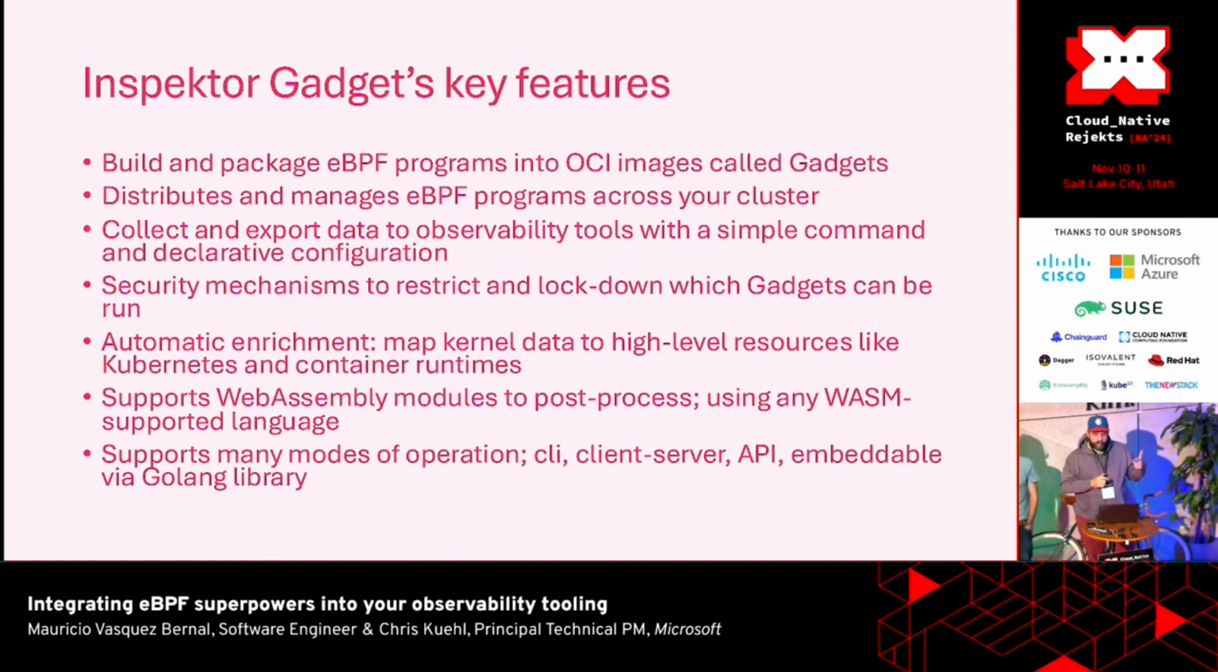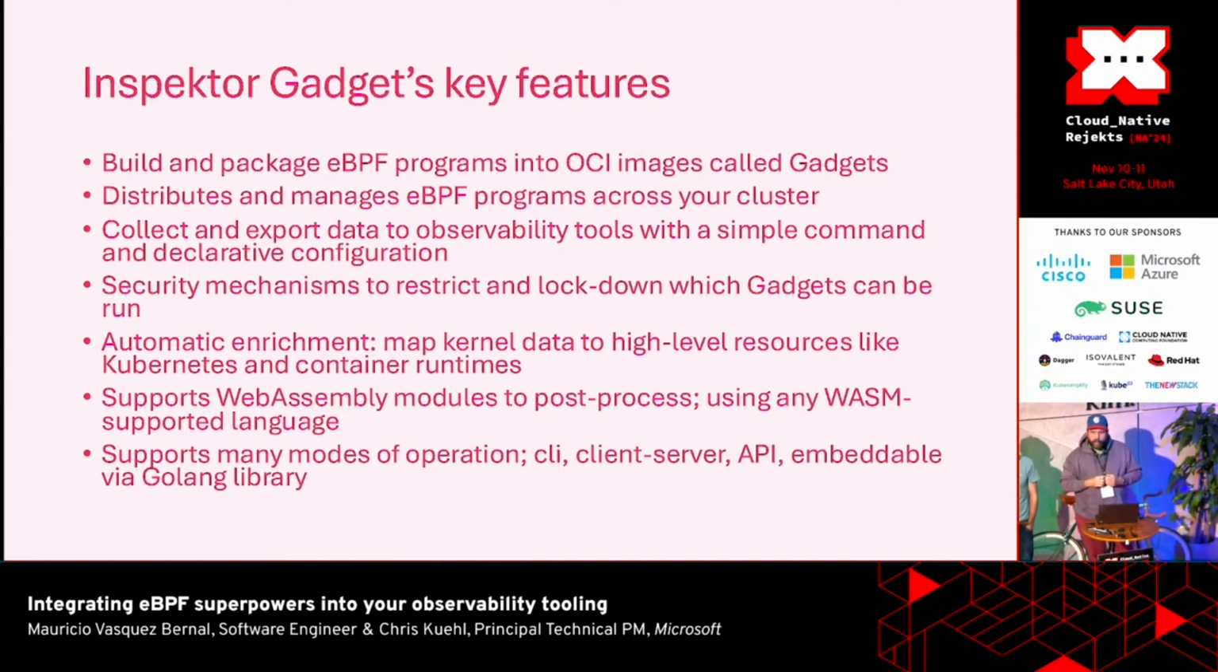It collects and exports the data to observability tools with a simple command. So you can use a command line, or you can use a declarative configuration, which I think we added in the last release. This means you can check that into GitHub and just have that run again the same way. It has security mechanisms. Because these are OCI images, you can pull them down from different places. You want to be able to restrict or lock that down in some cases, in a lot of cases actually.